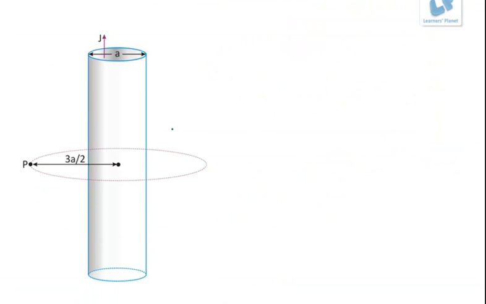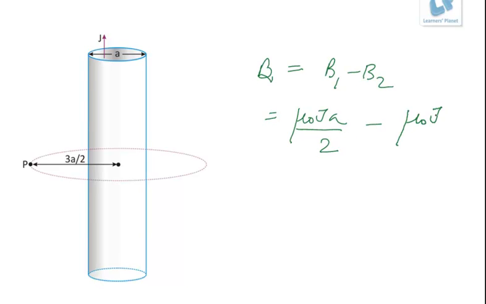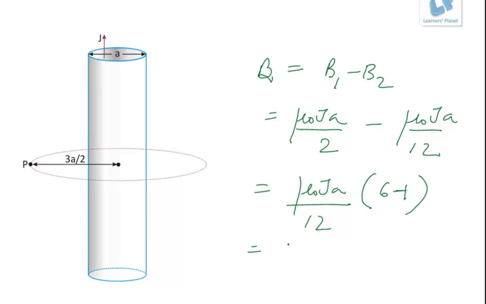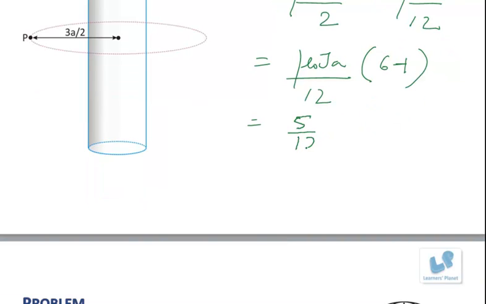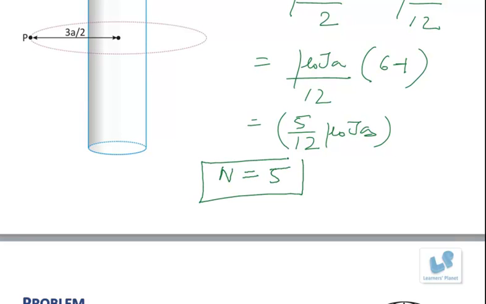Okay. Now the resultant of these two will be B net equal to B1 minus B2, which is mu naught Ja by 2 minus mu naught Ja by 12. Mu naught Ja by 12 will be common, taking the LCM, and we will get 6 minus 1, or 5 by 12 mu naught Ja. So if we compare, the value of n is equal to 5 from the question.